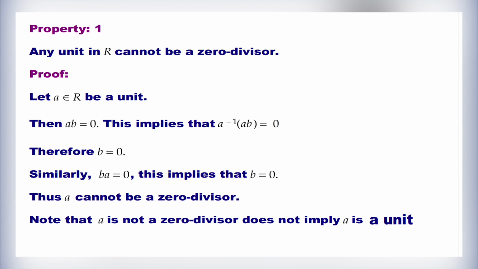Similarly, if BA equals 0, then B equals 0. Thus, A cannot be a zero divisor. Note that A is not a zero divisor does not imply A is a unit.